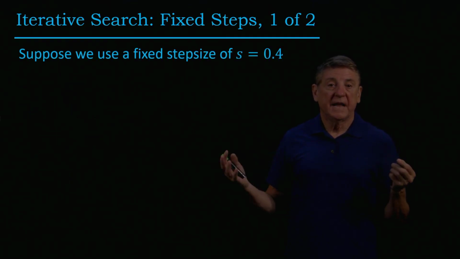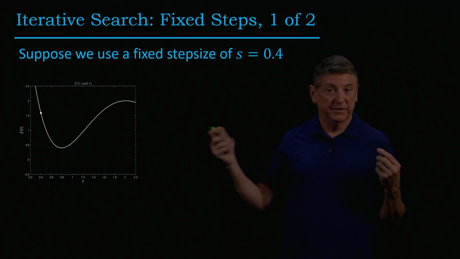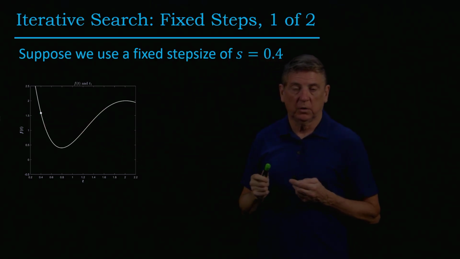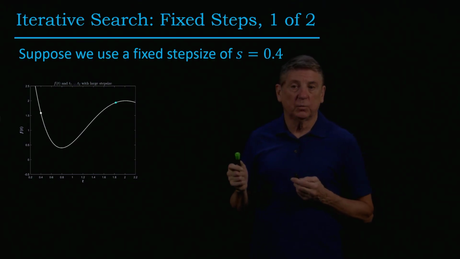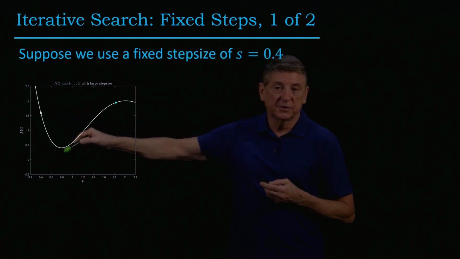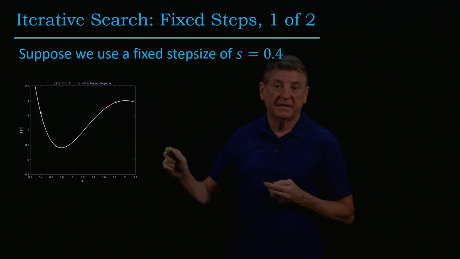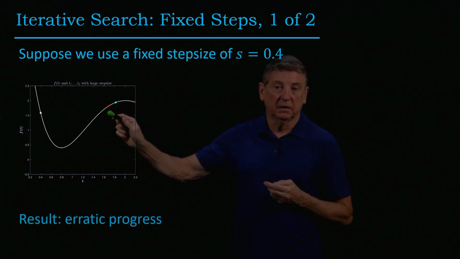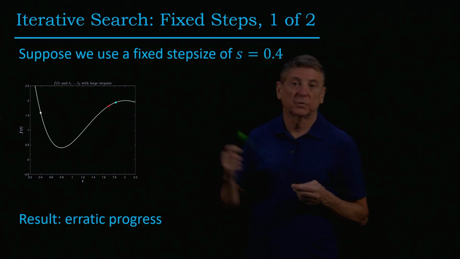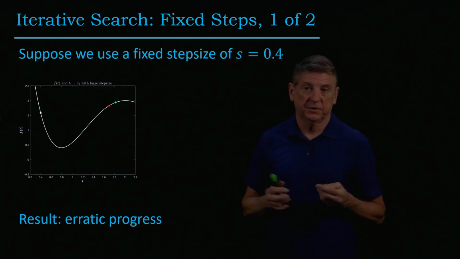So now let's go through an example. Let's suppose that we have this function and we have this starting point right here, and we're going to use a step size of 0.4. So what will happen is if I take one step, I get here, and you can see that it's gone to the other side of the minimizer, and it's actually increased the function value, right? If I take another one, it'll go here, and what will happen is we're going to get very erratic progress. We're going to be jumping back and forth around this minimizer, and it's not going to converge.